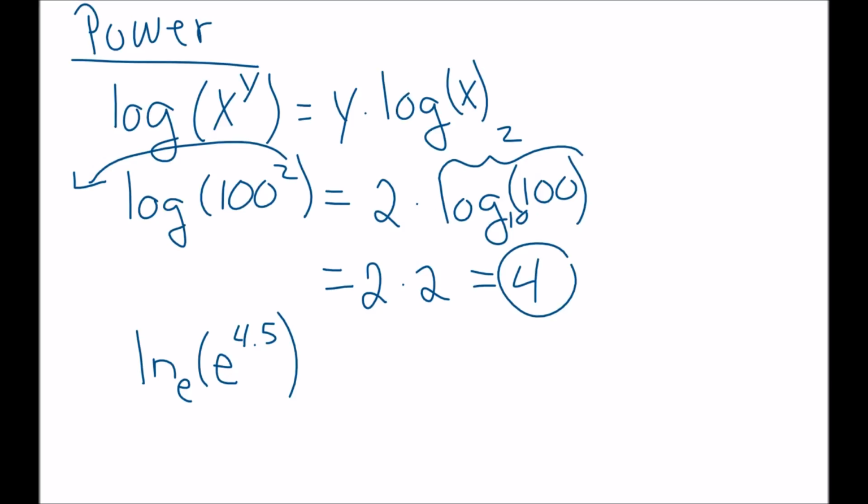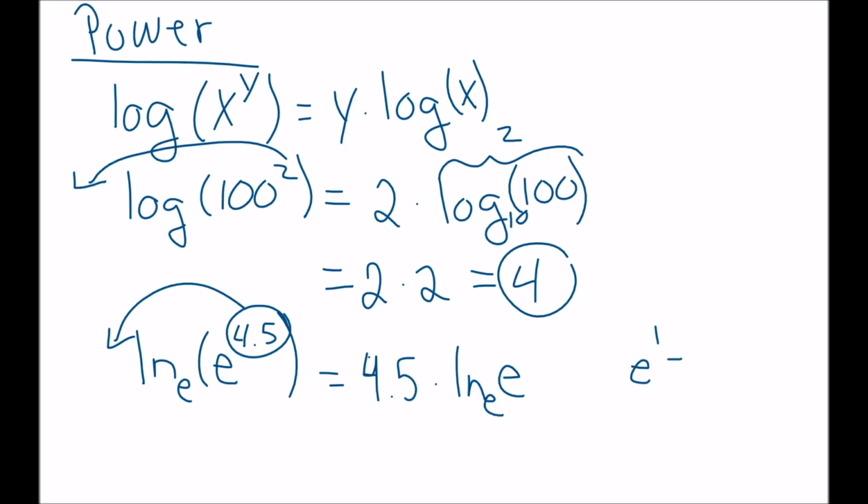The power rule says that we can bring this down in front. So that means we're given 4.5 times the ln of e. We know this is base e, and we know that e to the first equals e. So therefore, this entire thing is actually 1. And that's how we were able to jump straight to the conclusion that it equaled 4.5.